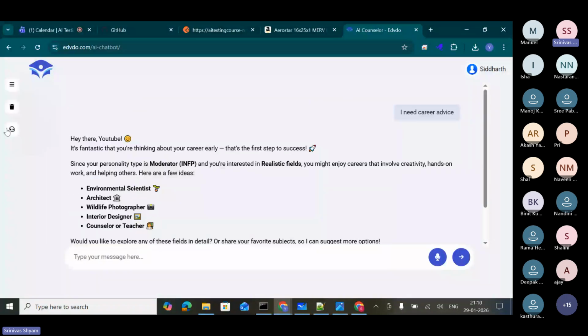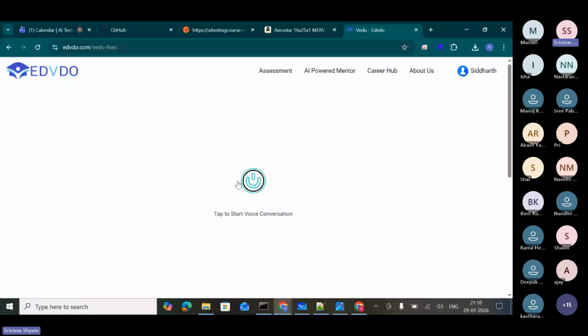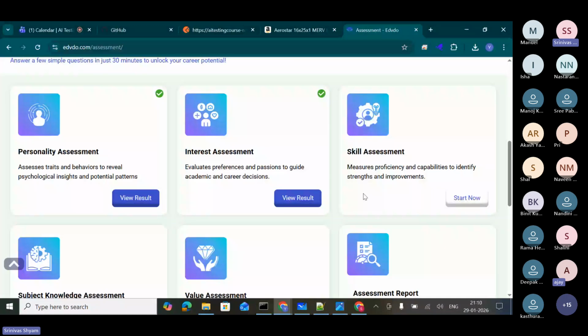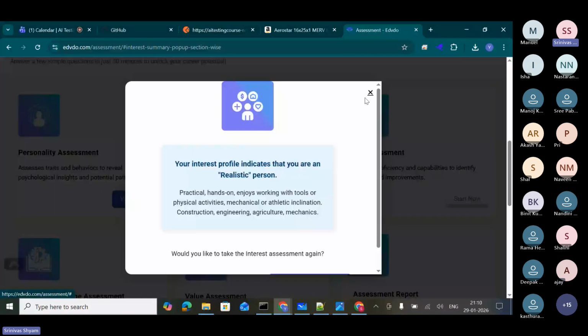Actually, here there is also one live AI voice, and we are using that. So there are a lot of AI implementations here which we will see. Even this test is assessed using AI, right?